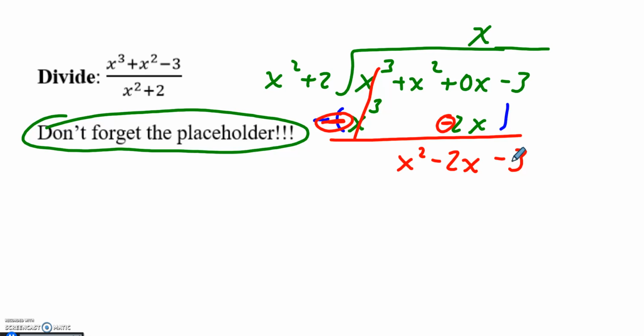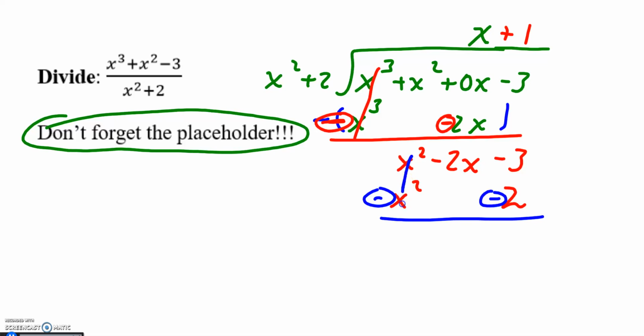Now I start the process again. X squared goes into x squared one time. So I'd write plus 1 up here. Now I multiply backwards. We get 1 times x squared, and then 2 times 1. Because I'm subtracting, both of my signs change from positives to negatives. So these cross out. I'm left with negative 2x minus 5. So now x squared does not divide into negative 2x, because if I tried negative 2x divided by x squared, this power is bigger, so that doesn't work, which means that now this is my remainder.